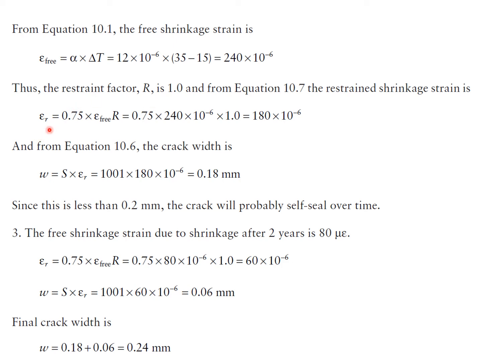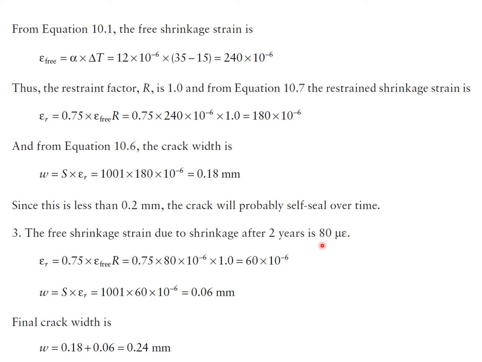So the restrained shrinkage strain is 0.75, which is a factor that was discussed in the previous lecture, multiplied by the free shrinkage strain and the restraint factor. So we end up with 180 microstrain, and the corresponding crack width is going to be simply the crack spacing multiplied by this factor, and we're expecting therefore 0.18 millimeters in the size of the cracks. This is less than 0.2 millimeters, so the crack would probably self-seal with time.